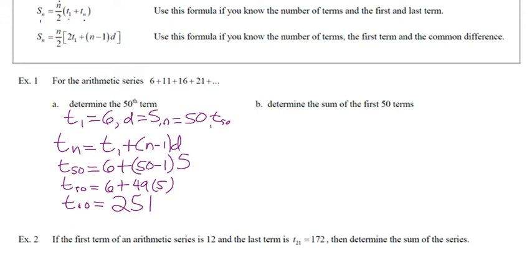Determine the sum of the first 50 terms. Okay, now that we know the first and the last term, then we can use this formula, right? So we can list what we know. T1 is 6. D is 5. N is 50. T50 is 251, and S50 is what we want to find. We can actually use either formula, right? Because we know everything. The easiest formula to use will be this one.